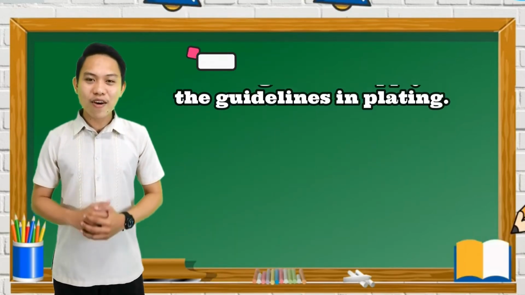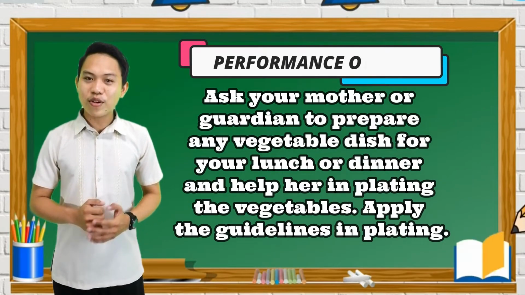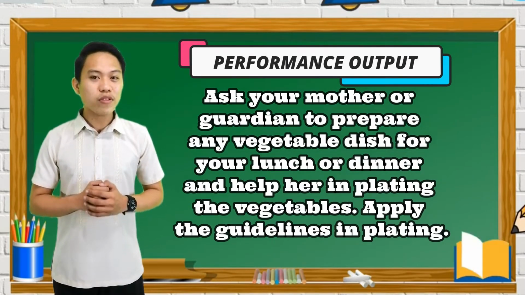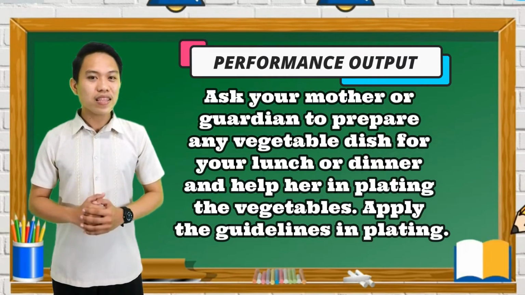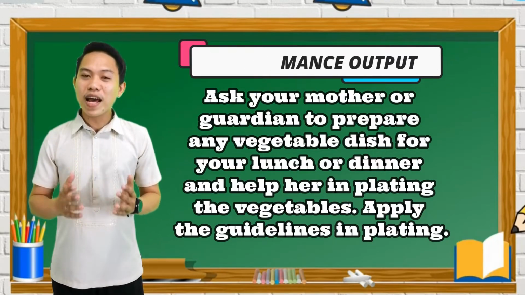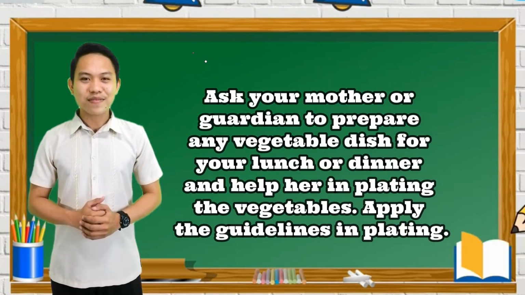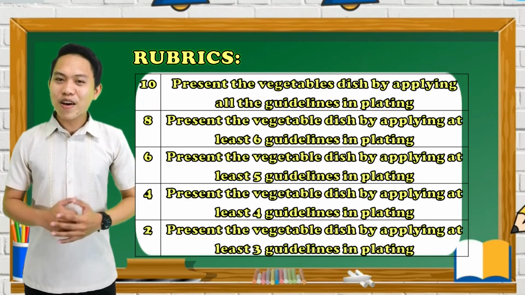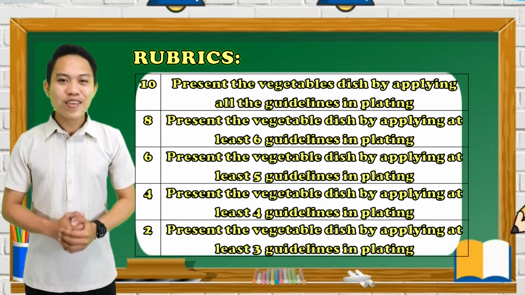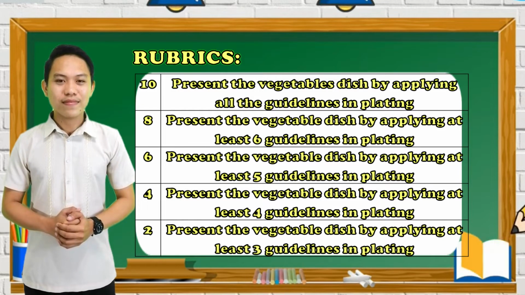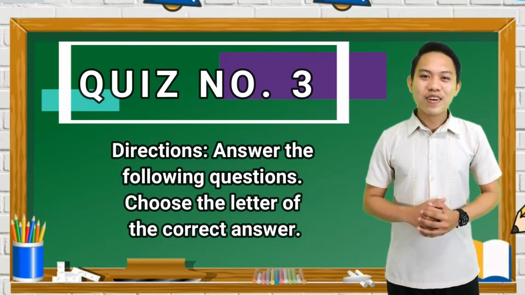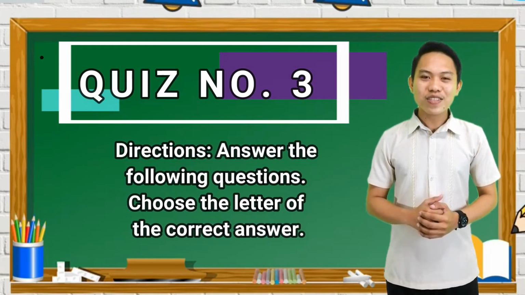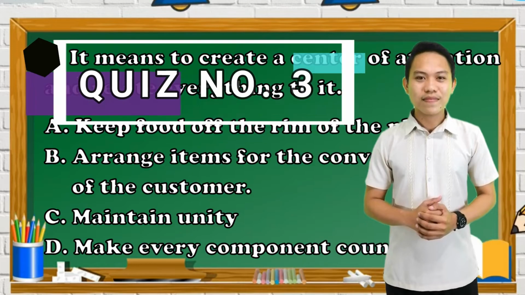For your performance output, ask your mother or guardian to prepare any vegetable dish for your lunch or dinner, and help her in plating the vegetables. Apply the guidelines in plating. Your performance output will be evaluated using these rubrics. Now let's proceed to our quiz number 3. On a clean sheet of paper, answer the following questions.